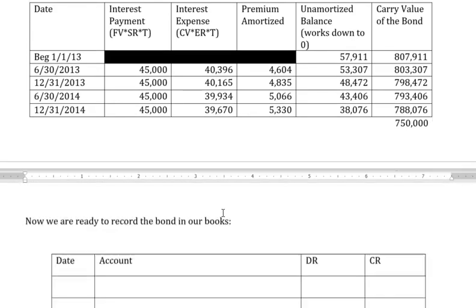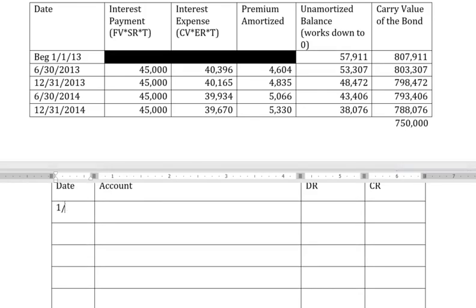So let's split our screen. So we're going to go in, and on January 1st of 13, we're going to hit our cash account, because when we issue the bonds, we're going to receive the issue price of 807,911. Then we're going to hit, now I always skip a line for the discount or the premium. That way it's always there.